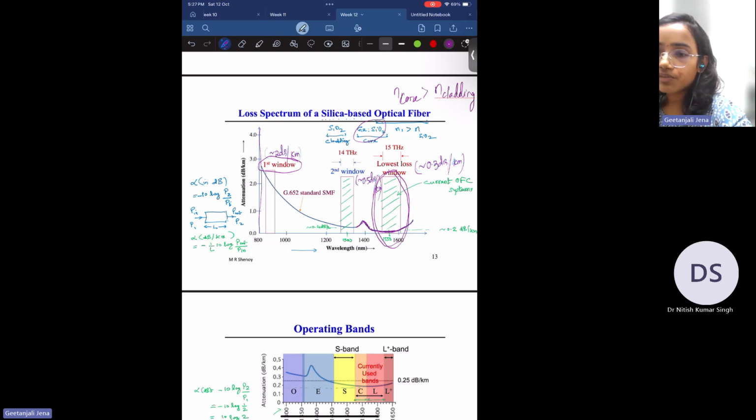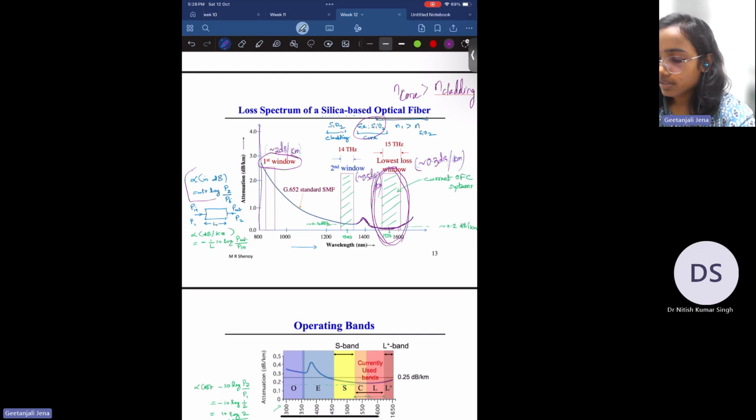And this gradual decrease in the losses from the first window to the third window is done by purifying the glass. As time progresses, more advanced technology has been developed to purify the glasses. By removing the contaminants and impurities, we have improved the glass material, and we have a low loss window around 1550 nanometer. These are some basic information about the unit, so please go through it.